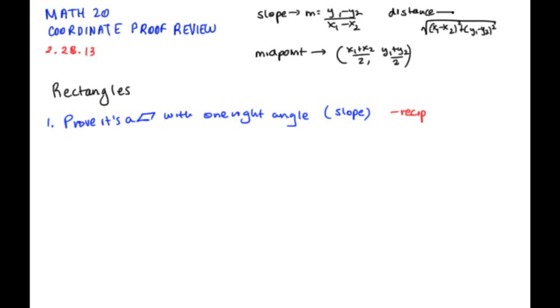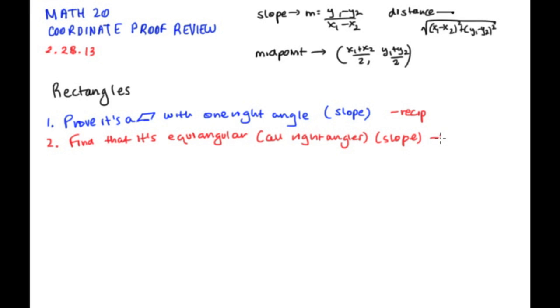The second way, you don't have to prove that it's a parallelogram, but you do need to find the slope of all four sides. Find that it's equiangular, and if we're talking about quadrilaterals, that means all right angles. And this also requires slope. And again, negative reciprocals required.